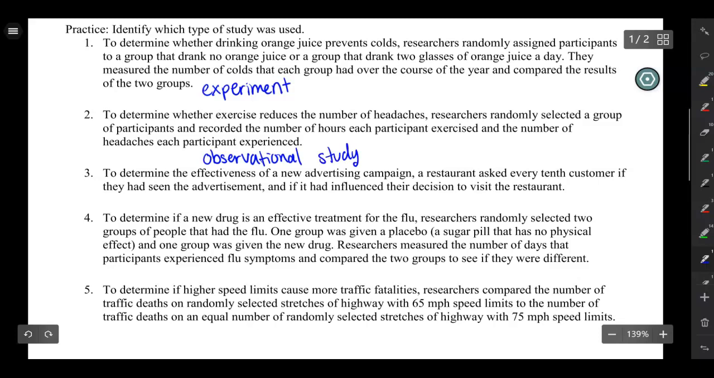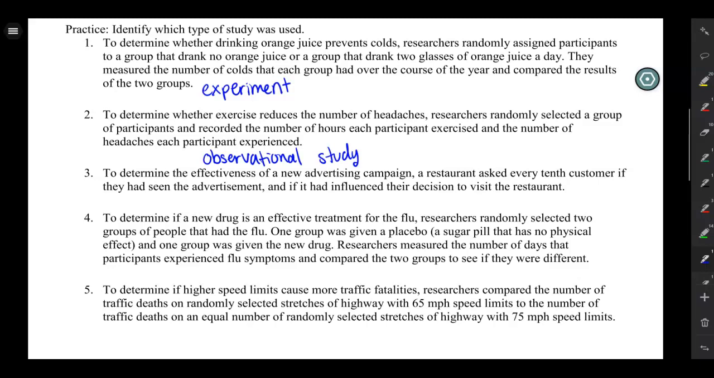So the reason this is an observational study is that the researchers are simply observing the participants to see how much they exercise and how many headaches they got. They're not asking the participants any questions about their opinions or anything, and they're also not trying to affect how much the participants are exercising or not exercising. They're just kind of being a behind the scenes observer.